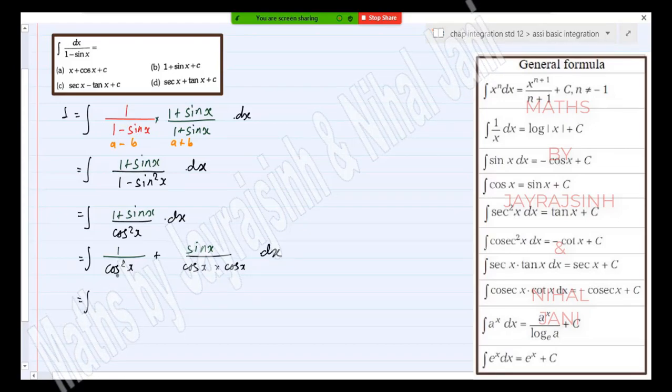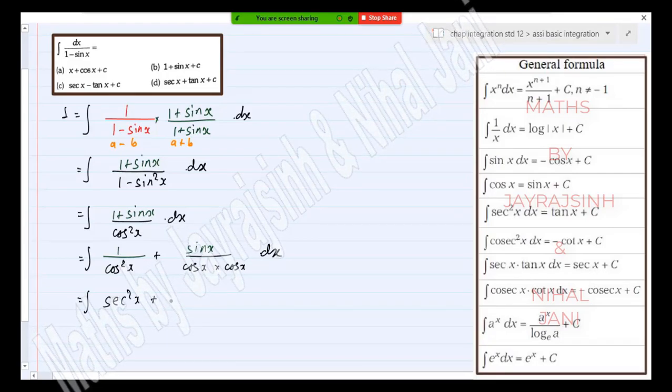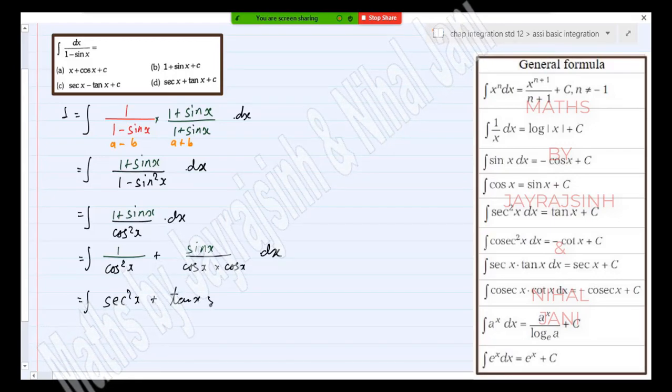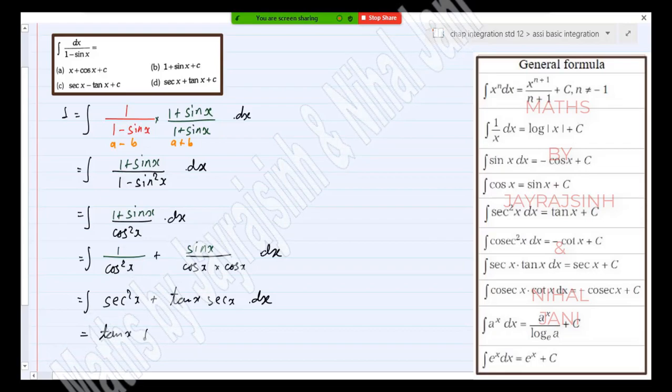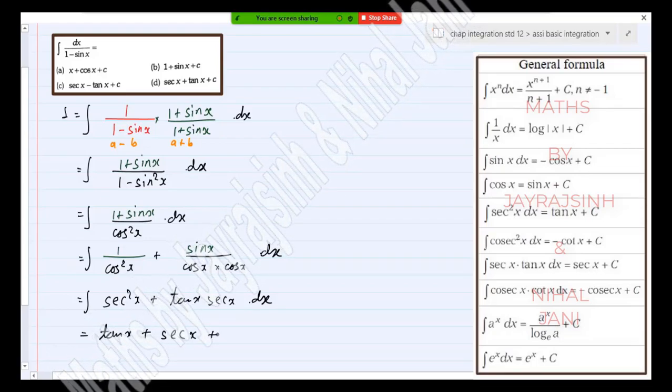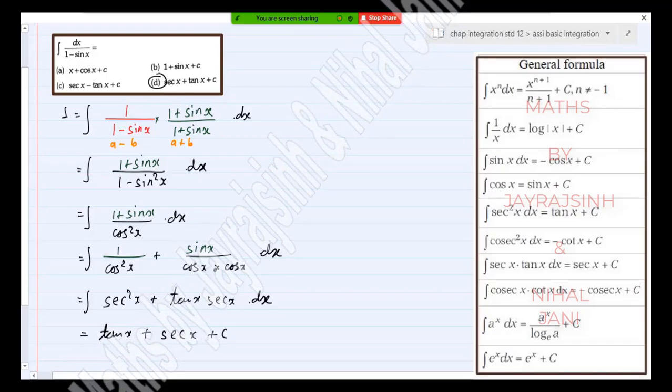Okay, so this 1 upon cos square x will become sec square x, plus 1 sin x upon cos x will become tan x, and another 1 upon cos x will become sec x dx. Integration of sec square x is tan x plus integration of tan x sec x will be sec x plus c, which is given.